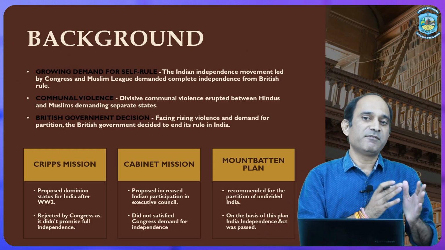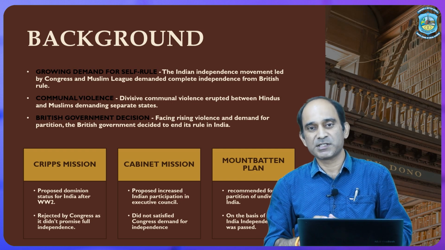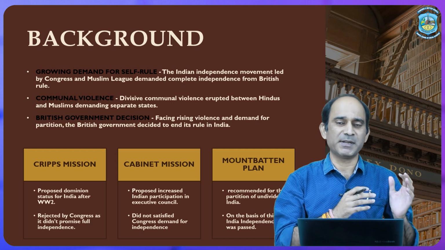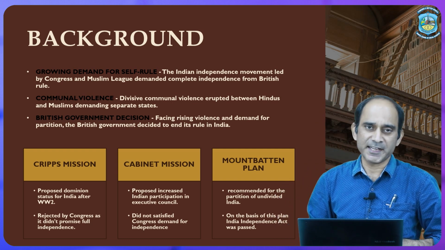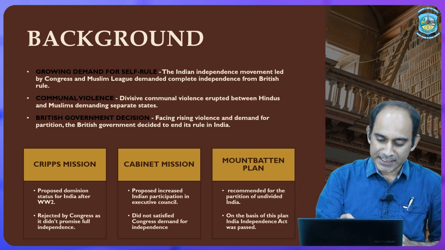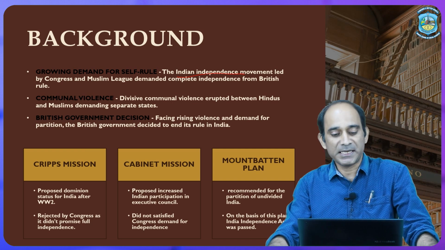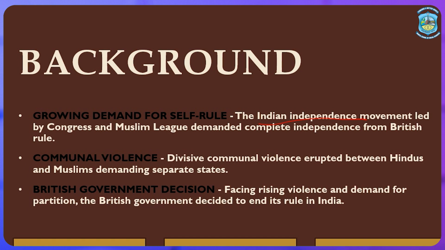The period between 1942 and 1947 was a dynamic one in which we see a lot of development taking place in India as well as in Britain. But specifically in India, we see that the Indian independence movement led by Congress and Muslim League demanded complete independence from British rule. Because of this, there was growing tension between Hindus and Muslims as they were now demanding their own separate nations. Seeing this, the British government decided that they would end their rule in India.